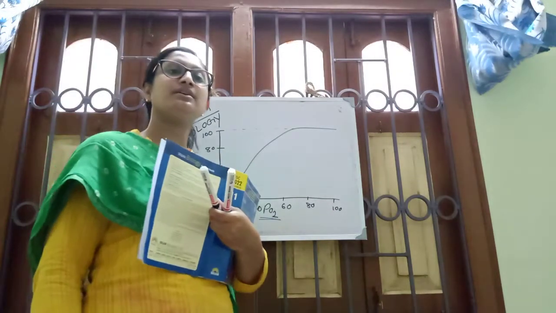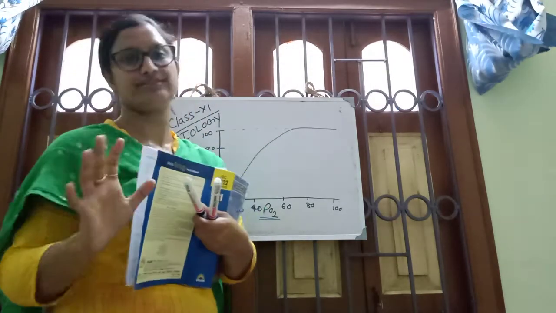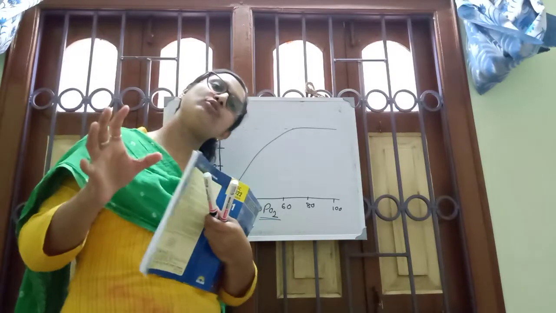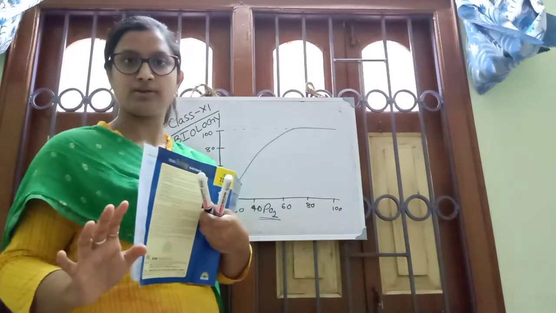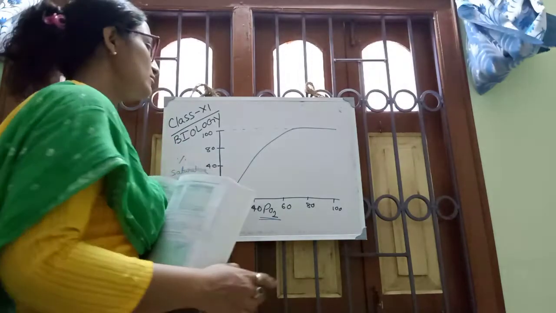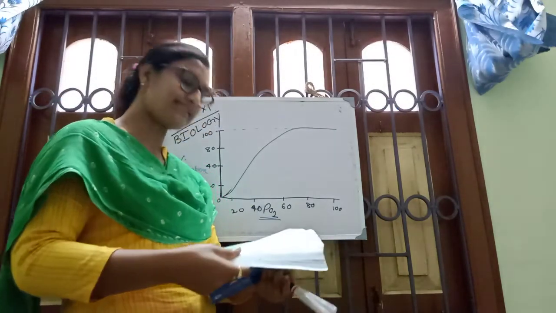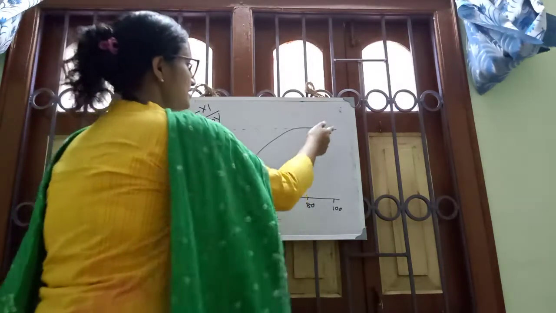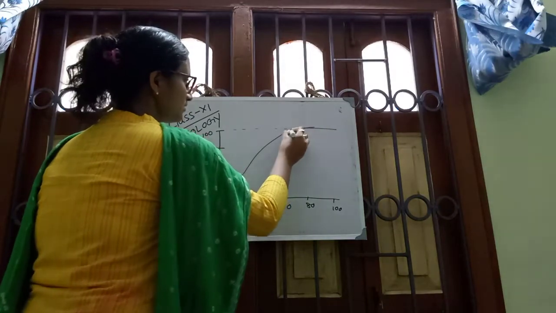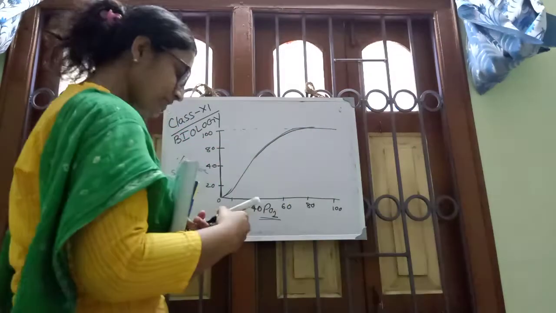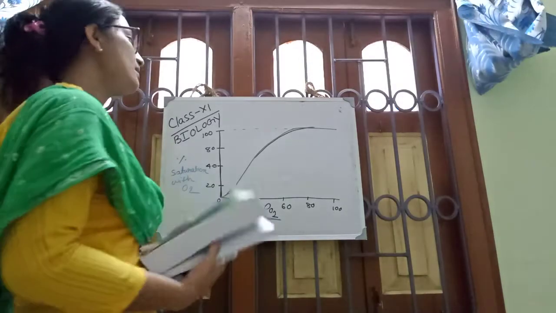100% saturation means the hemoglobin molecule has bound four oxygen molecules. When four oxygen molecules have bound, complete saturation occurs. So we get a sigmoid curve, or S-shaped curve, not more than this. This is the curve of 100% saturation with oxygen.